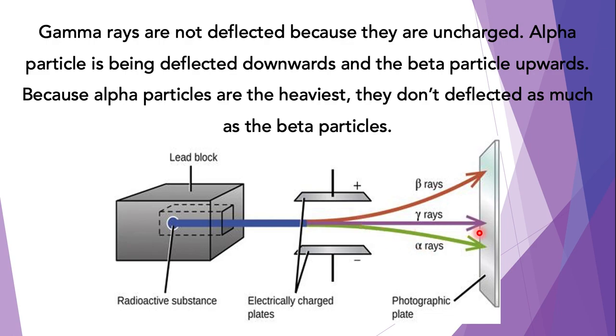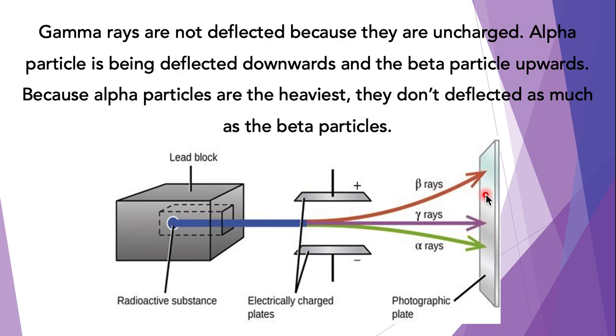Alpha and beta particles are charged, so when they move, they constitute an electric current. Because of their opposite signs, the forces on them in a magnetic field are in opposite directions. So the directions in which the particles are deflected can be predicted using Fleming's left-hand rule we read in the previous chapter. Gamma rays are not deflected because they are uncharged. Alpha particles are being deflected downwards and the beta particles upwards.